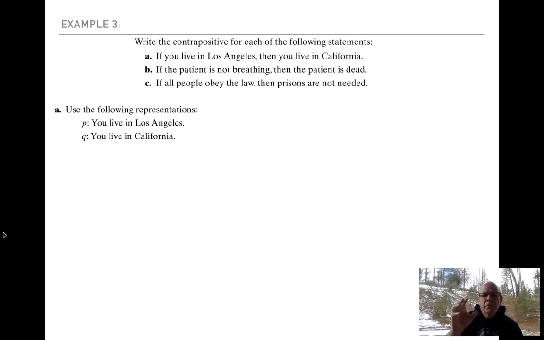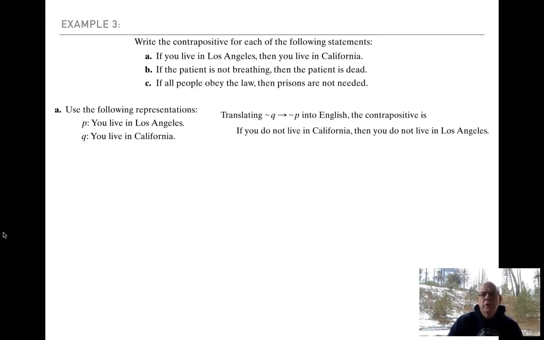So the contrapositive, if we break it down into its pieces, from A, the P, the hypothesis is you live in Los Angeles. The conclusion, you live in California. And so if we switch those and put in nots, then here's the contrapositive. If you do not live in California, then you do not live in Los Angeles. And that's a true statement, right? You can't live in Los Angeles if you don't live in California in the first place.